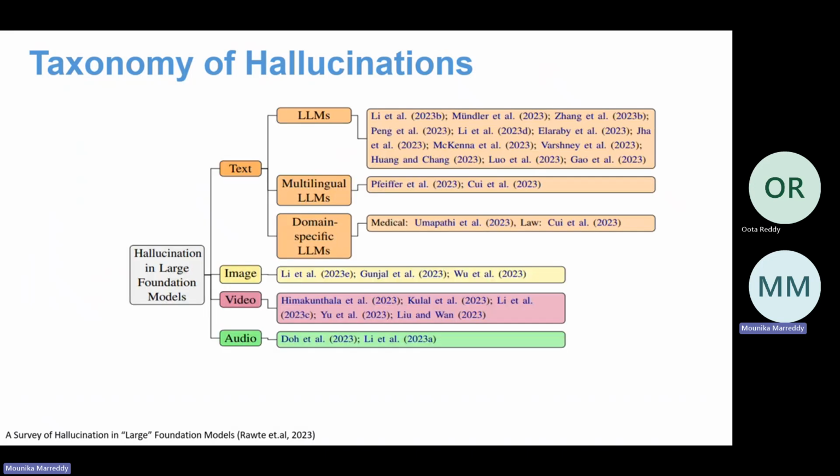Now I would like to discuss the different types of hallucination that occur in large foundation models. Hallucinations occur in large foundation models in almost all the modalities, like text, image, video, and audio modalities. Even in text, it occurs in all the LLMs, like multilingual LLMs, domain-specific LLMs, and multimodal LLMs as well.